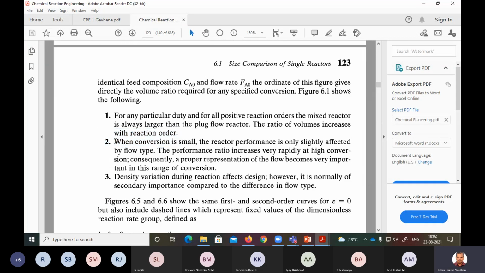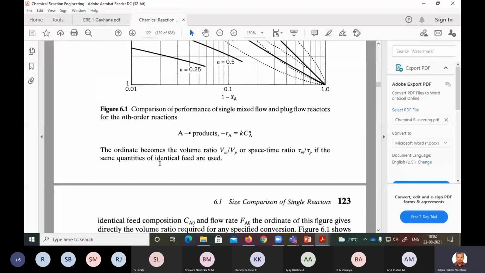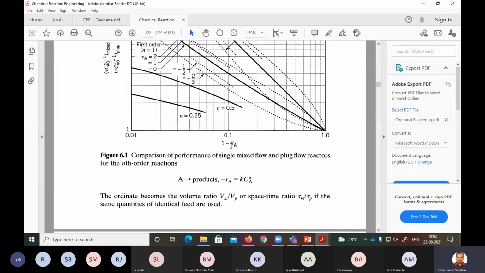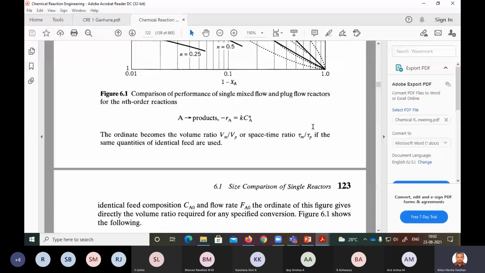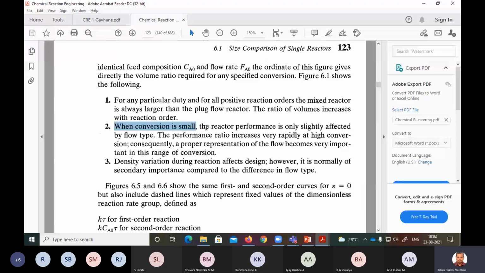The second one is when the conversion is small. What will happen when the conversion is small? When the conversion is almost 0, then your value becomes 1. At that point, the order is not having any role to play, because the reaction is just starting. The reactor performance is only slightly affected by the flow rate. If the conversion is small, either a plug flow reactor or a mixed reactor, your performance won't depend on the flow type.